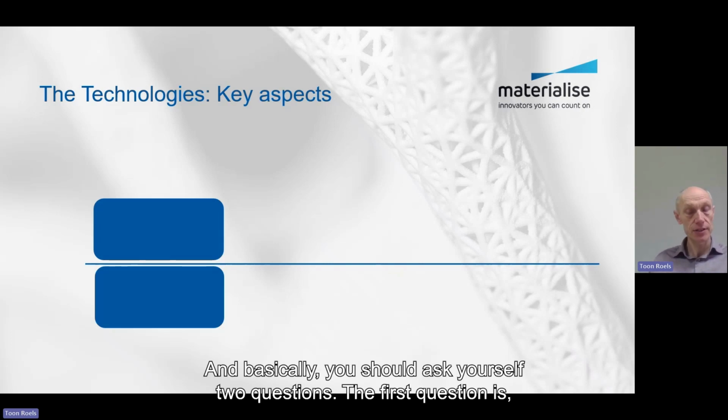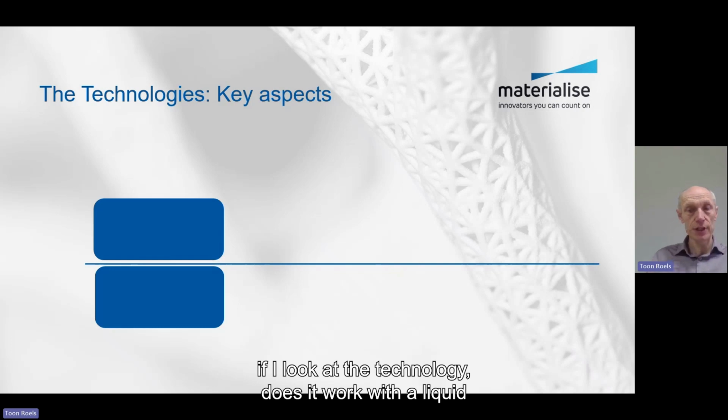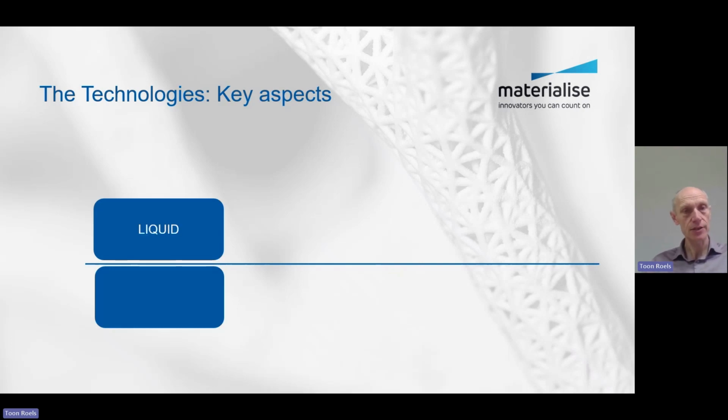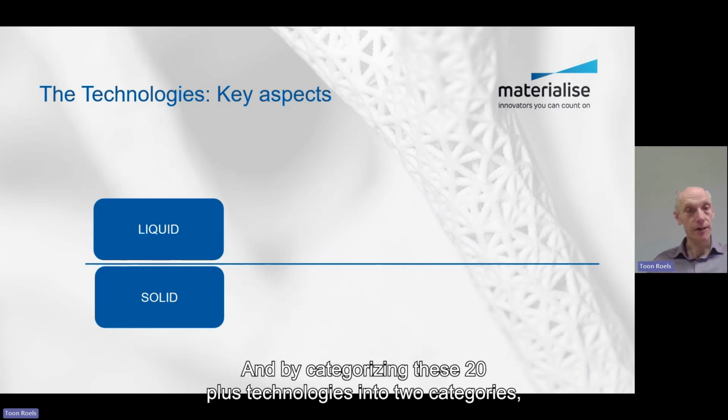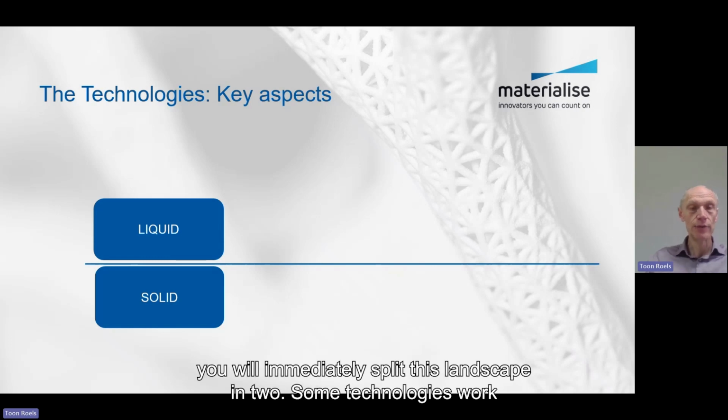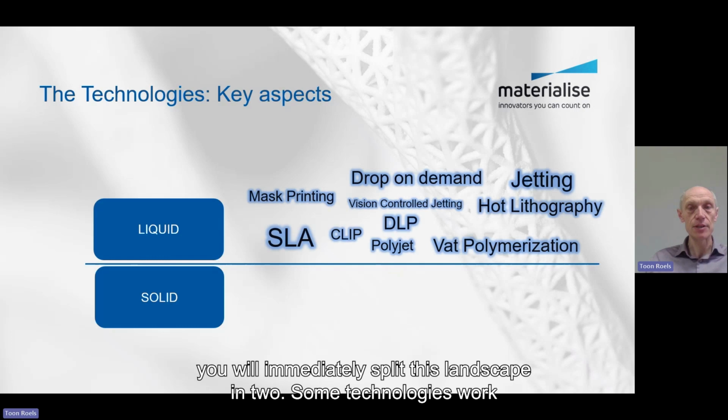The first question is, if I look at a technology, does it work with a liquid as a raw material, or does it work with a solid as a raw material? And by categorizing these 20 plus technologies into the 2 categories, you will immediately split this landscape in 2.